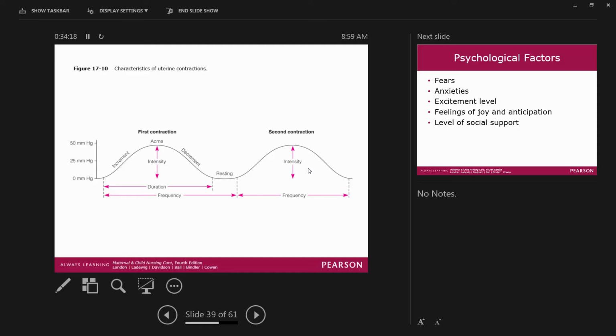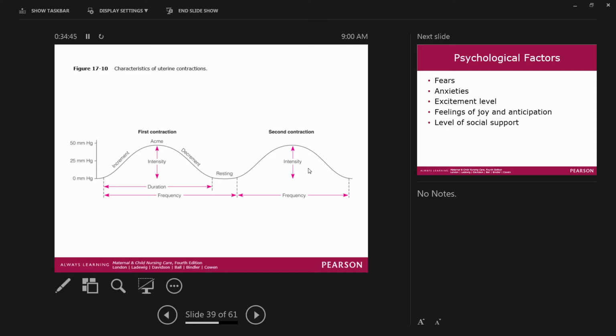So let's just say her resting tone is 0 millimeters of mercury, which it's not. It's usually 5 to 20 millimeters of mercury, just resting, okay? There's always a little bit of tension in a muscle. So that would be the resting tone, okay? And we palpate the resting tone to make sure that indeed, her uterus is relaxing between contractions, okay?